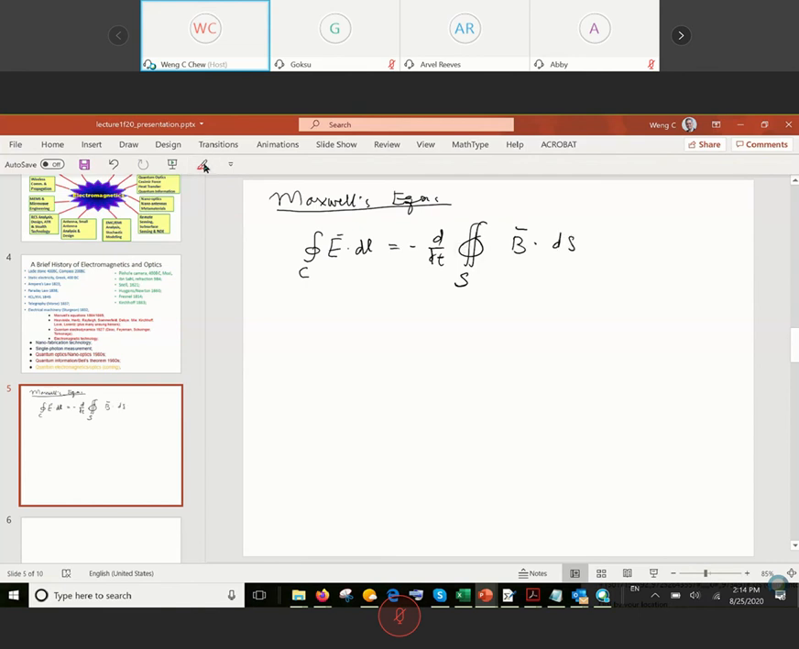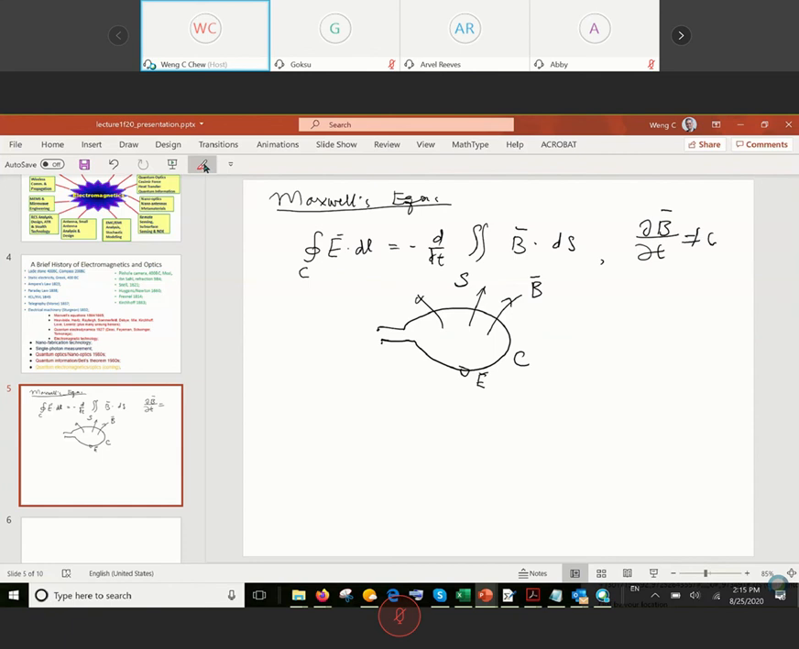The contour is not closed here. This is not closed, so it should be just this over here. And what it says is that if we have a loop, and we take the integration around the loop, which is defined by the contour C, and you do E dot dl, there will be flux B captured by this loop, and E is some electric field that goes around this contour. You can show that this equality is satisfied, and this is known as Faraday's law. In Faraday's law, we assume that dB/dt is not equal to zero, and you will get a voltage at this gap over here.